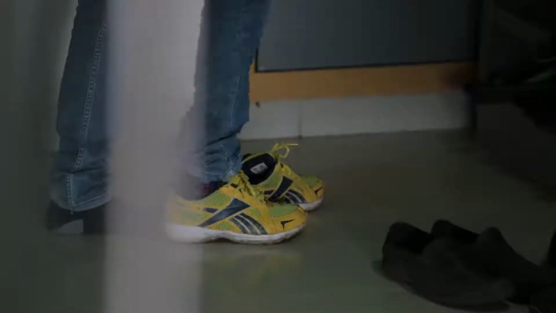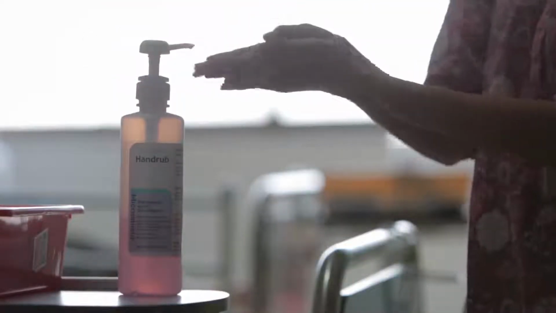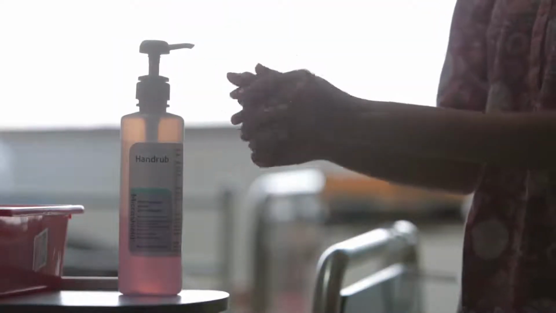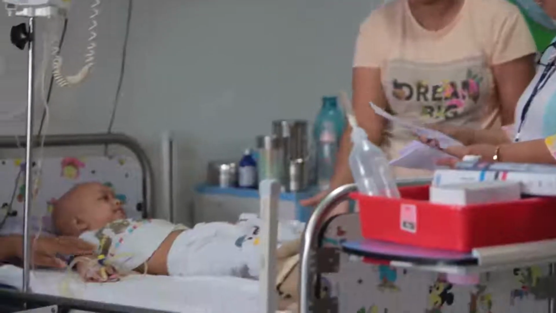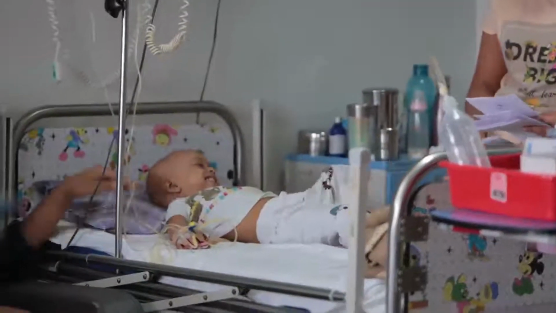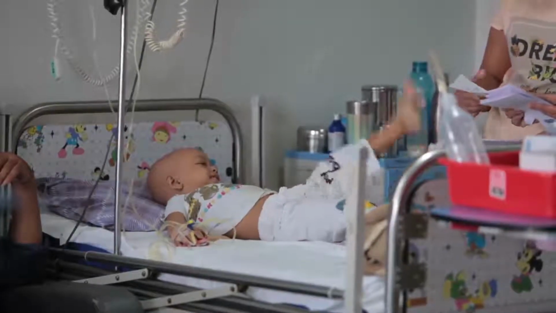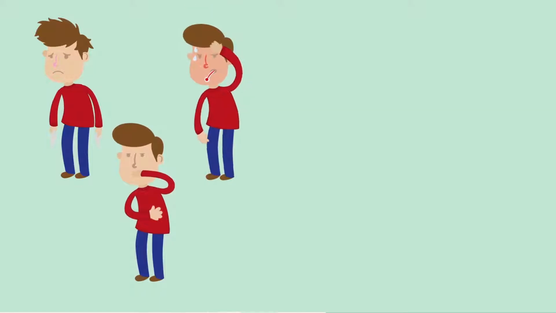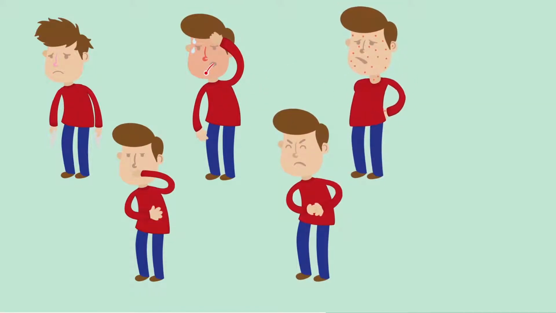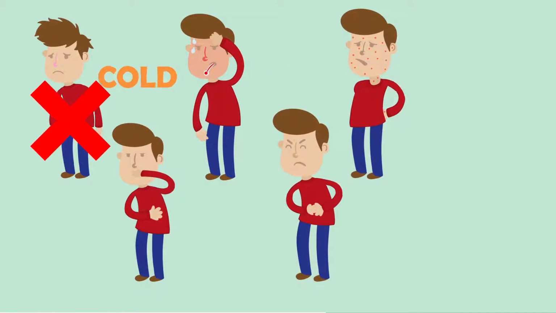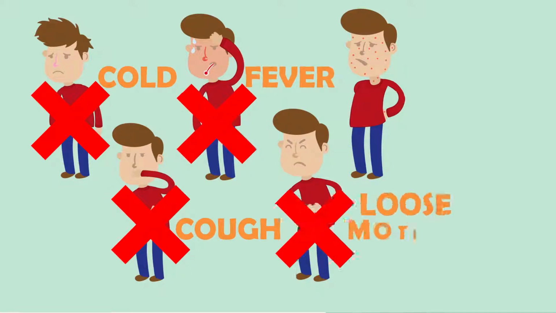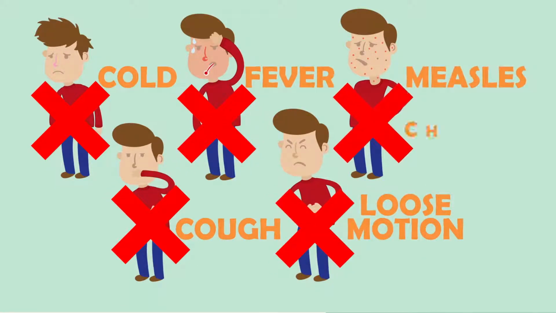Instruct visitors to remove their footwear outside the ward. Visitors must not touch the child without using hand rub. Visitors must not sit on the child's bed or go very near the child. If a relative is suffering from an upper respiratory infection, tuberculosis or other infection such as cold, cough, fever, loose motions, measles, chickenpox or any other kind of skin infections, do not allow them to visit the child.